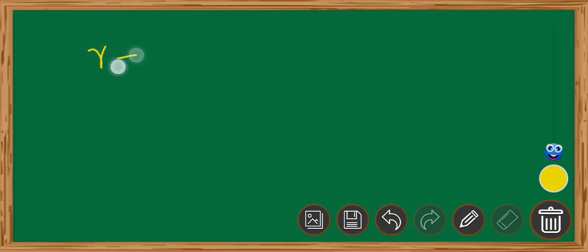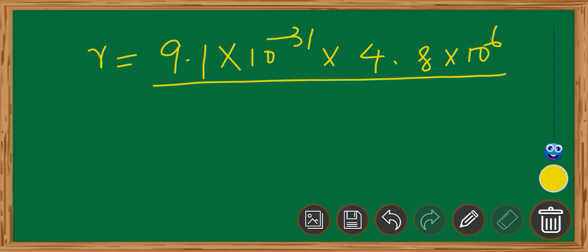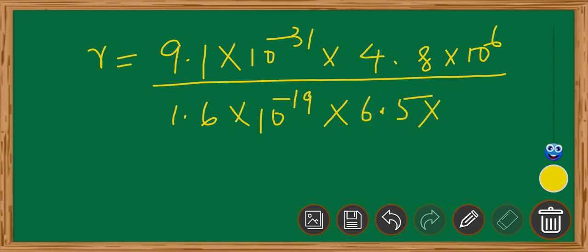So r = 9.1 × 10^-31 × 4.8 × 10^6 divided by q = 1.6 × 10^-19 into B = 6.5 gauss. I said 6.5 × 1 gauss equals 10^-4 Tesla. Tesla is the SI unit of the magnetic field, so we should convert it into Tesla.